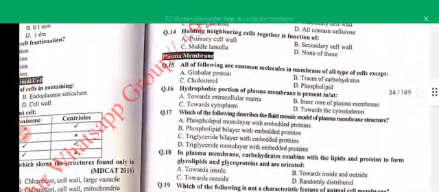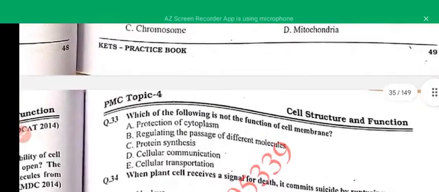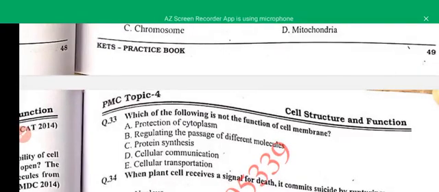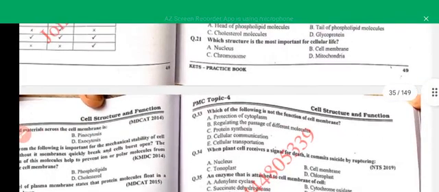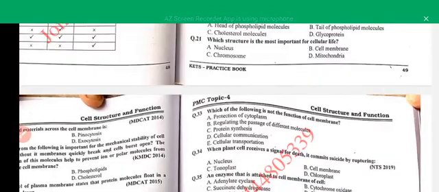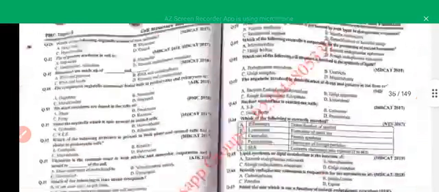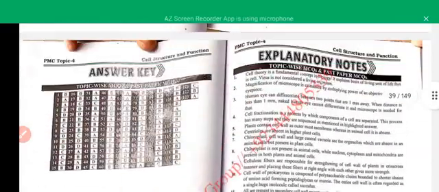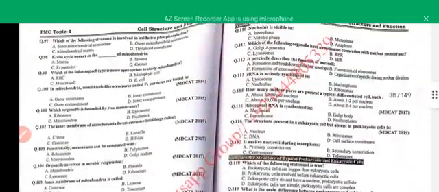Then, which of the following is not a function of the cell membrane? Protection of the cytoplasm, okay. Regulation of the passage of different molecules, okay. Protein synthesis, no. Cellular communication, okay. Cellular transportation, okay. Protein synthesis is not a function of the plasma membrane. So 33, C option must be the correct option for this MCQ.